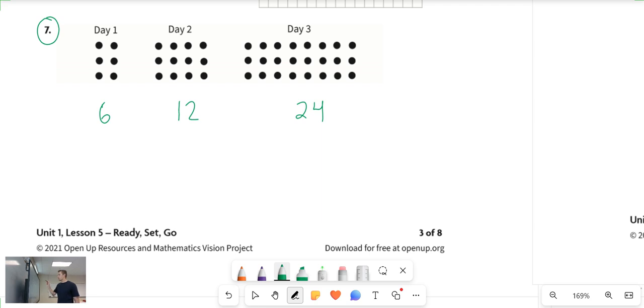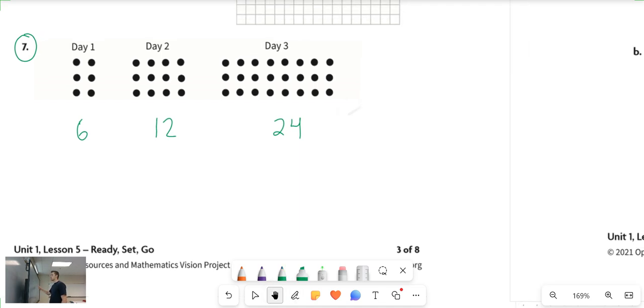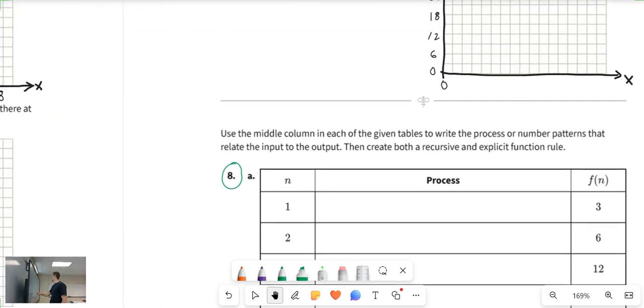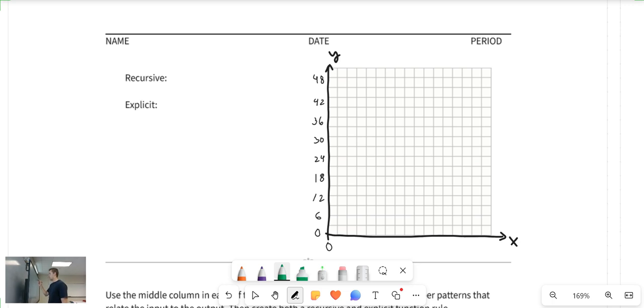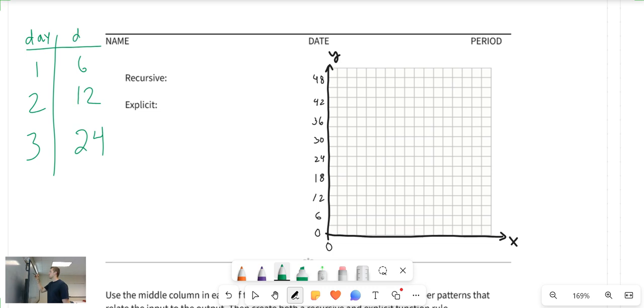So 1 goes to 6, 2 goes to 12, 3 goes to 24. All right, so let's take that information onto the next page. Here we go. We have to remember that 1 goes to 6, 2 goes to 12, and 3 goes to 24. That was what we remembered from the previous page. This was our day, and this was our dots.